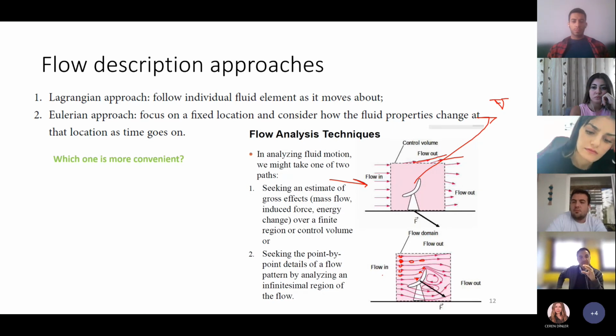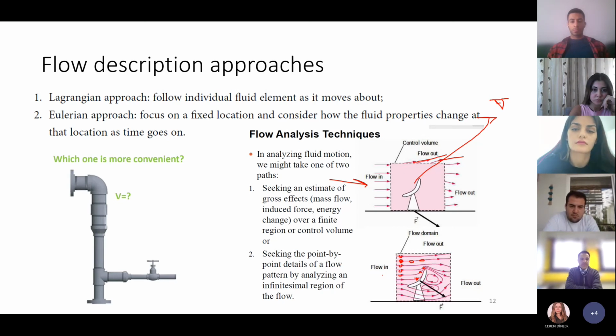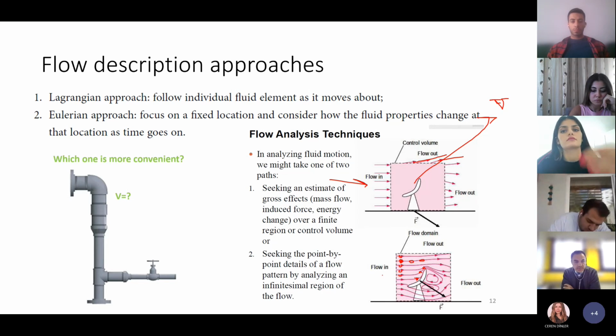Therefore, Eulerian is convenient. But in Lagrangian, the cameraman should follow the ball every second. Therefore, the Eulerian perspective is more comfortable, or more convenient, than the Lagrangian perspective. And I have a question here. For example, in this pipeline, if I ask you what is the velocity of water moving in this pipeline, can you answer it?